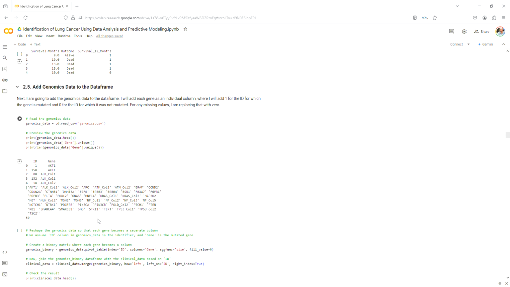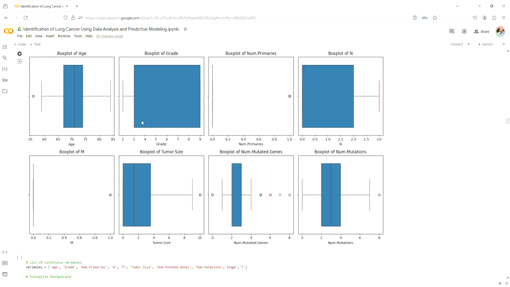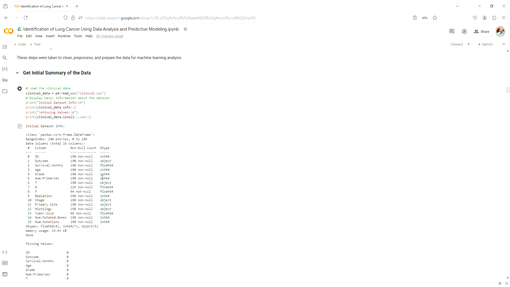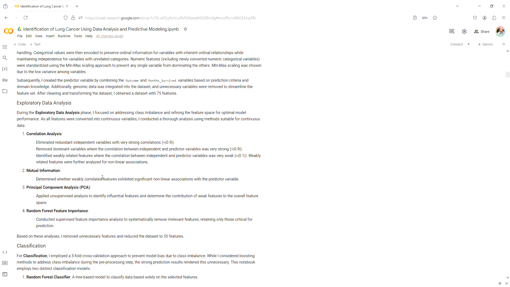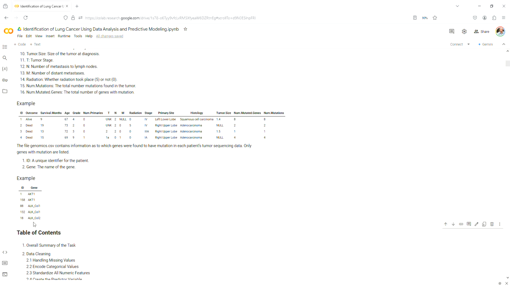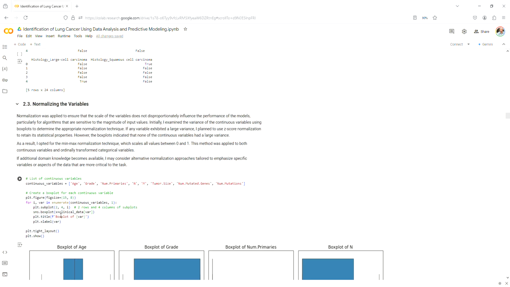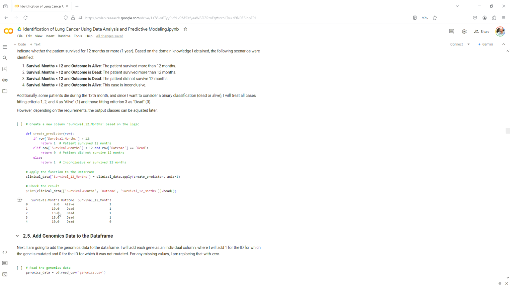Then I have genomics data separately. This is my genomics data, which is linked to the clinical data by ID, and it represents which IDs have which mutated genes. Like AKT1 is for patient 1 and patient 158. So I combined them based on the ID and created one single data file.